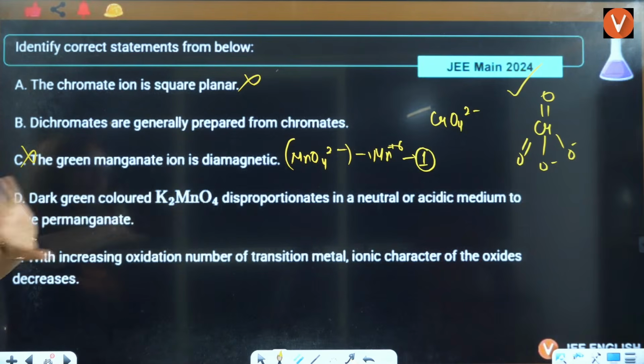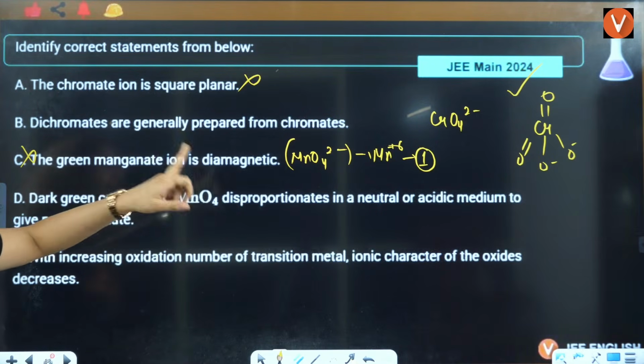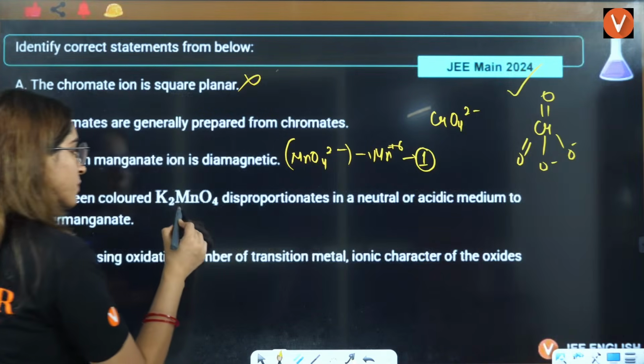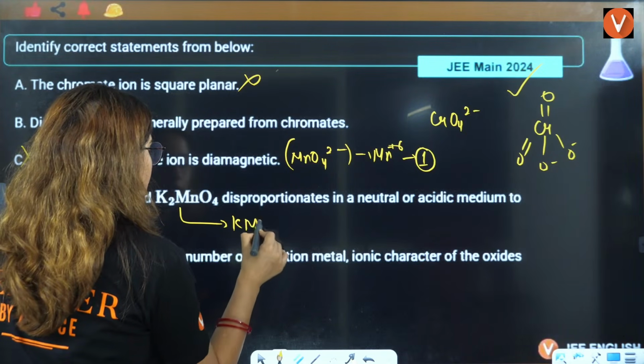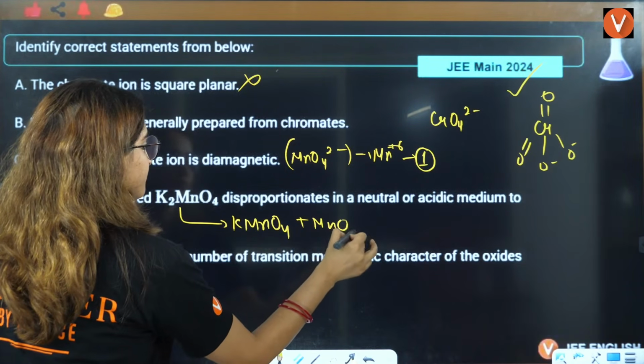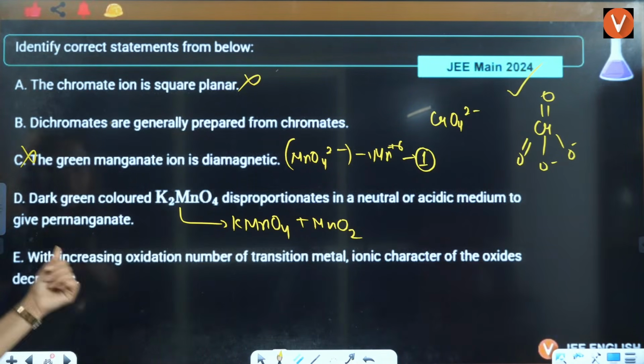Dark green color K2MnO4, manganate, disproportionates in a neutral or acidic medium to give permanganate. Yes, it does disproportionate into KMnO4 plus MnO2, and it does in acidic medium.